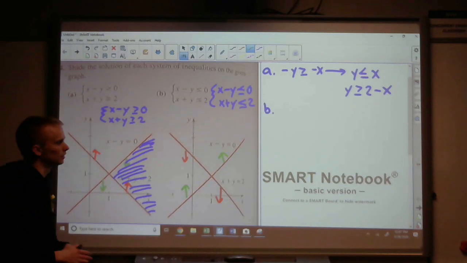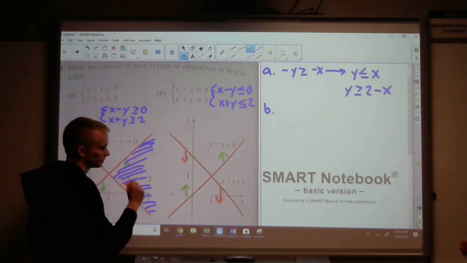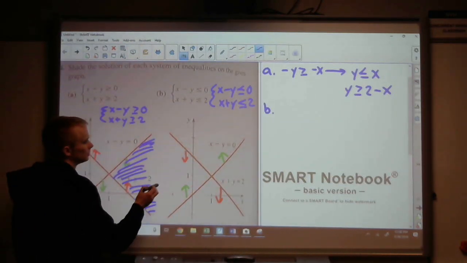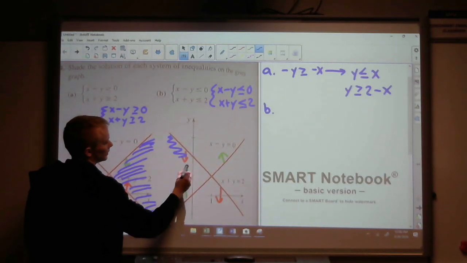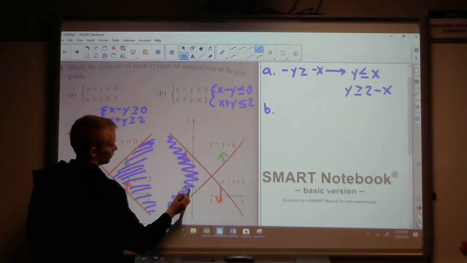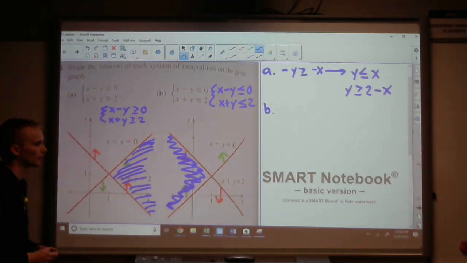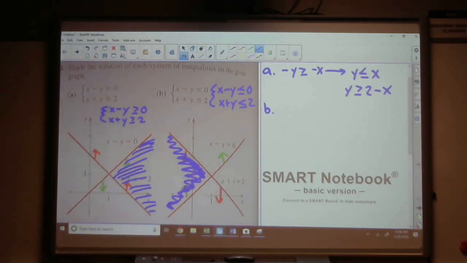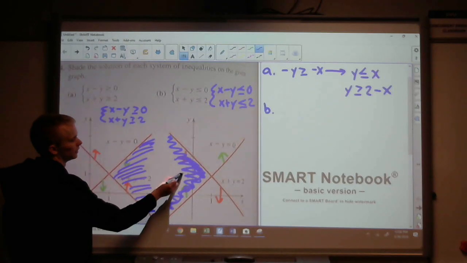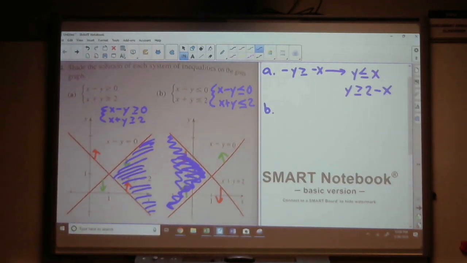And so where do both of those happen? Well, it's going to be in this region right here. Okay? So that's our solution there.